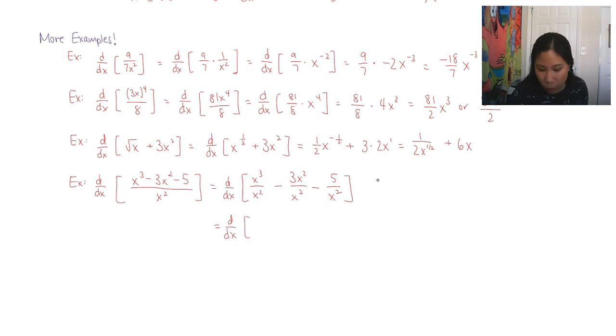X cubed over x squared is just x. 3x squared over x squared is just 3. 5 over x squared can't simplify anymore, but I can rewrite it as 5x to the negative 2 power.